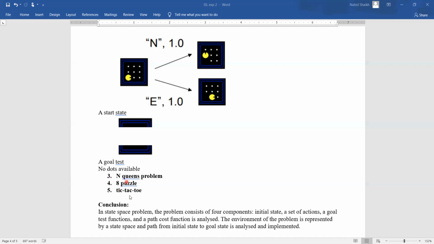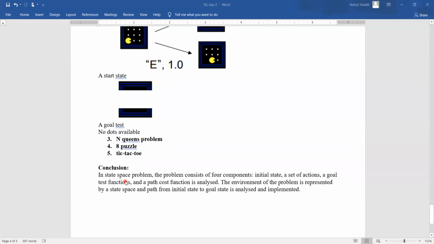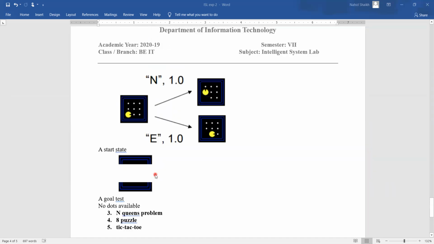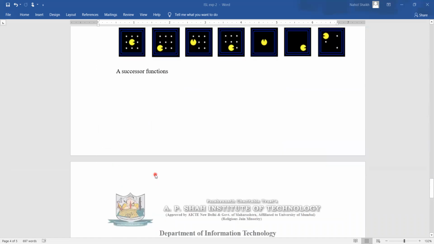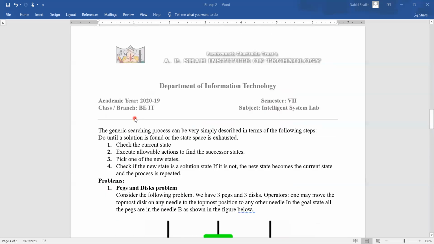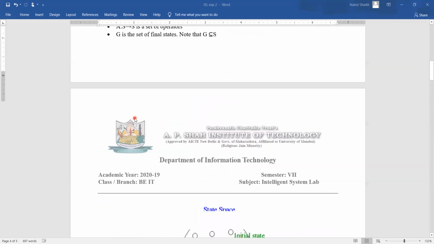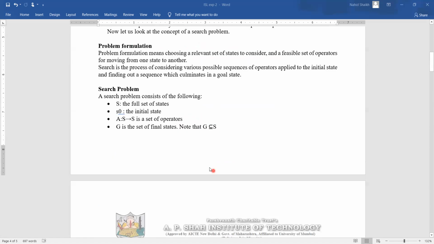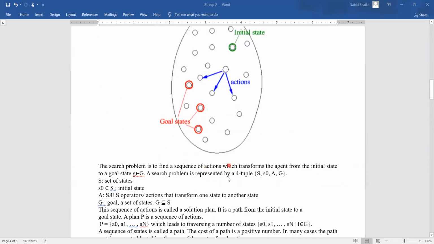For these three problems which I have given here, you have to make a document in which you write the four things: the state space, then the successor function, then the start state, and at the last the goal test. And at the end you have to write a conclusion about the experiment which we have studied. So this was a very easy experiment in which we have seen the state space and how to define the state space for any given problem. Thank you, students.